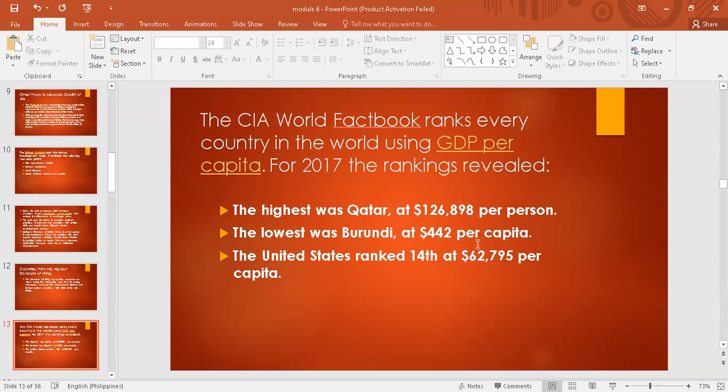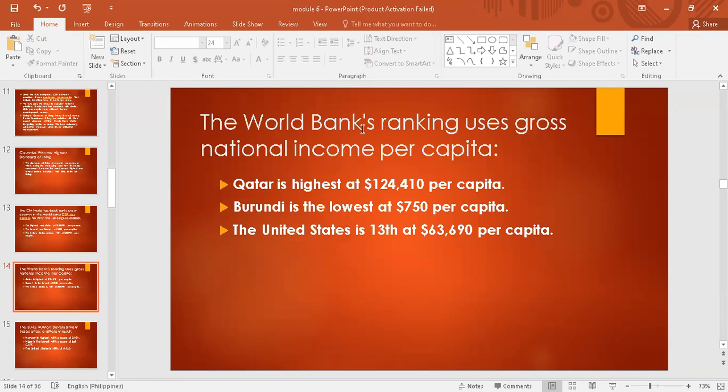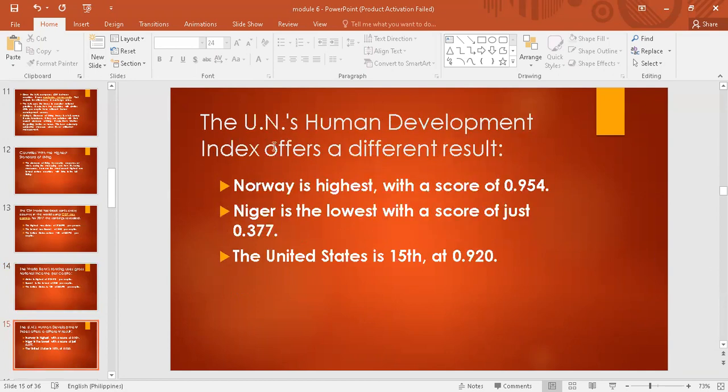62,795 per capita. Yan. So, ito naman, si World Bank, yung paggamit niya ng GNI, ang Qatar pa rin ang number 1, Burundi pa rin ang lowest, USA 13. Okay. Hindi nagkakalayo doon sa computation ng GNI at saka ng GDP per capita. Ito naman yung sa UN HDI, no? Sa UN iba, because the basis of HDI or Human Development Indices ay base sa life expectancy at birth, school enrollment, adult literacy, and yung other one na na-discuss kanina.